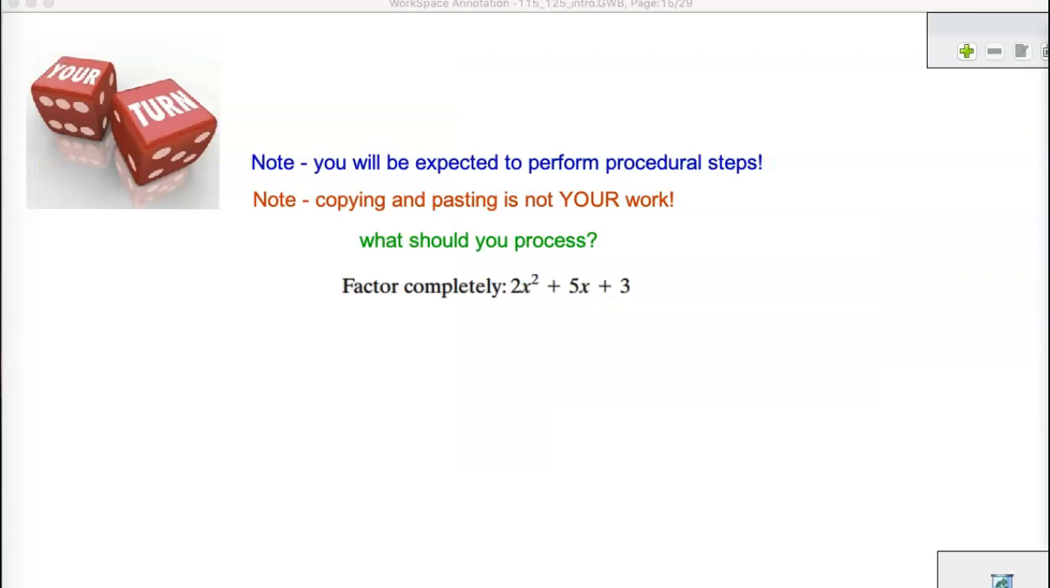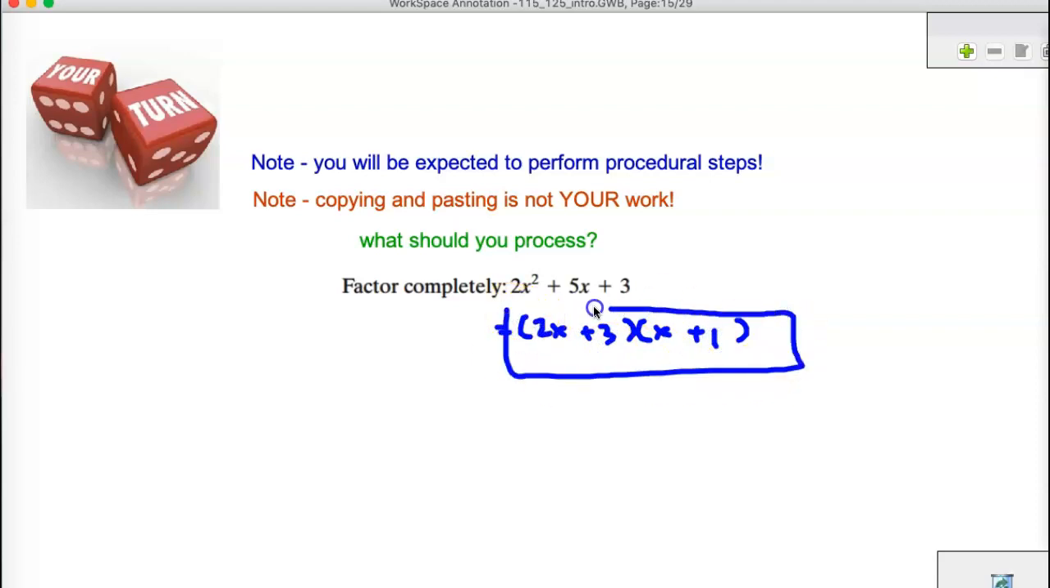And so here, what do we do in this one? What does it mean to factor completely, right? Quick. So this would be a 2x here, this would be an x here. I would do a plus 3, plus 1, boom. And you could verify it, right? Make sure you get the 5x middle term.